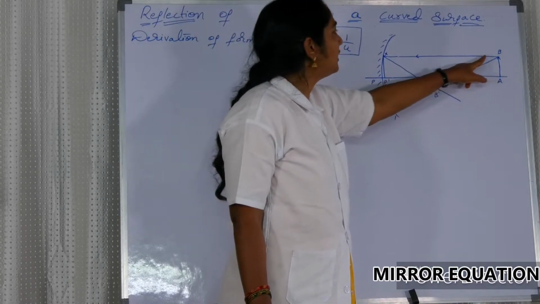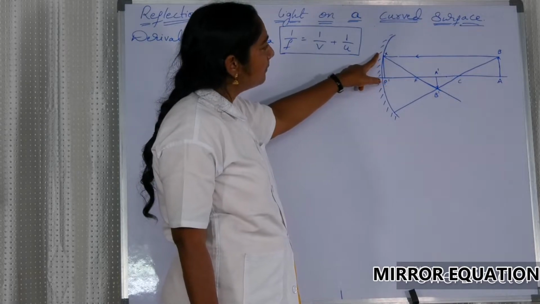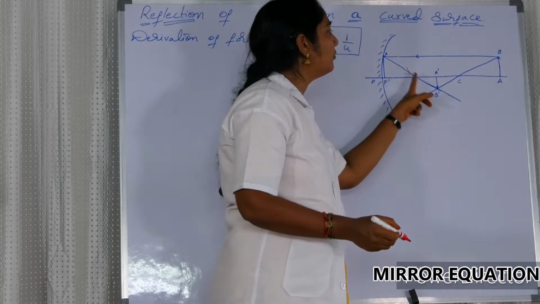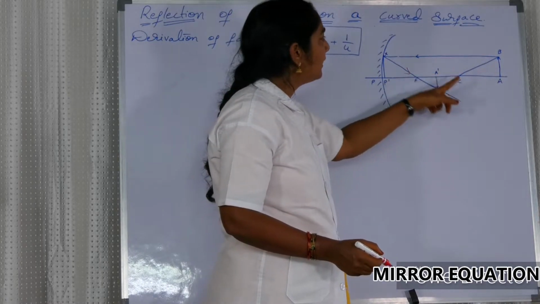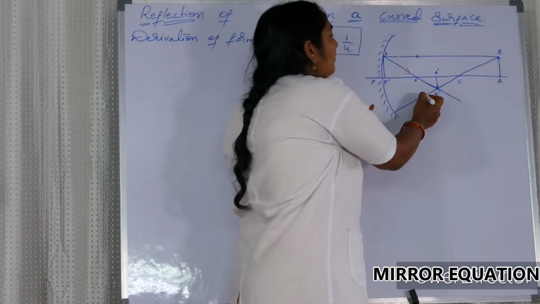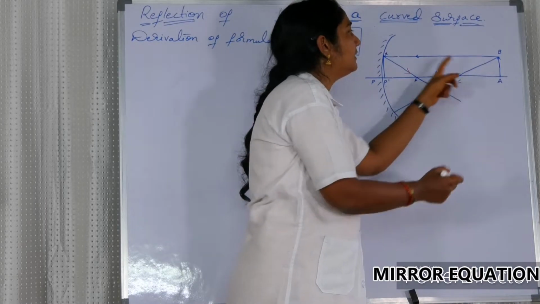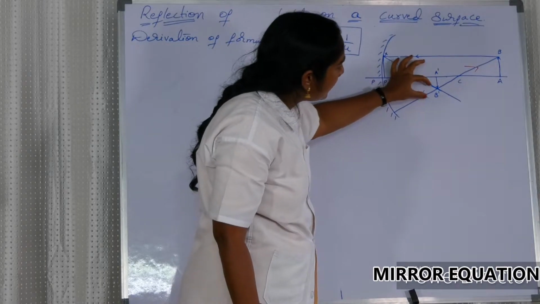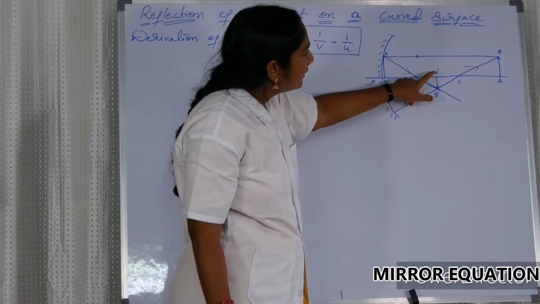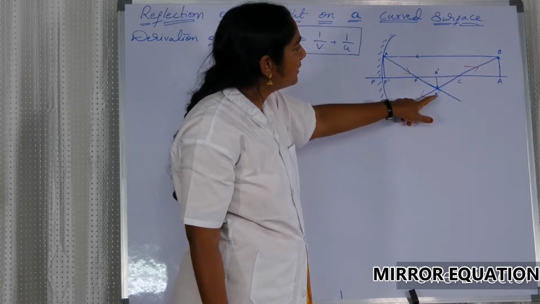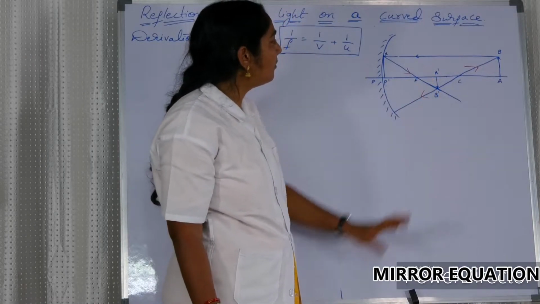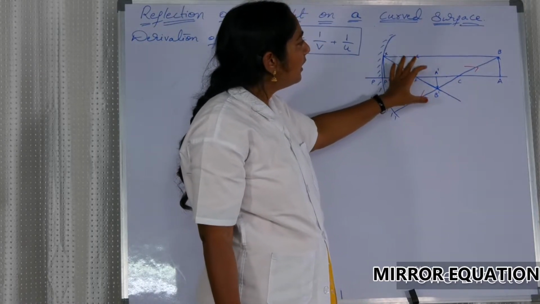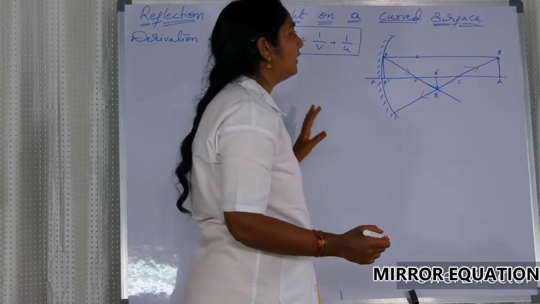Here, the first ray is passing parallel to the principal axis. After reflection, it passes through the principal focus, and the second ray which is passing through the center of curvature retraces its path back in the same direction. These two rays converge at this point where the image is formed. A dash B dash is the point where the image is formed. In this particular case, the image is diminished.